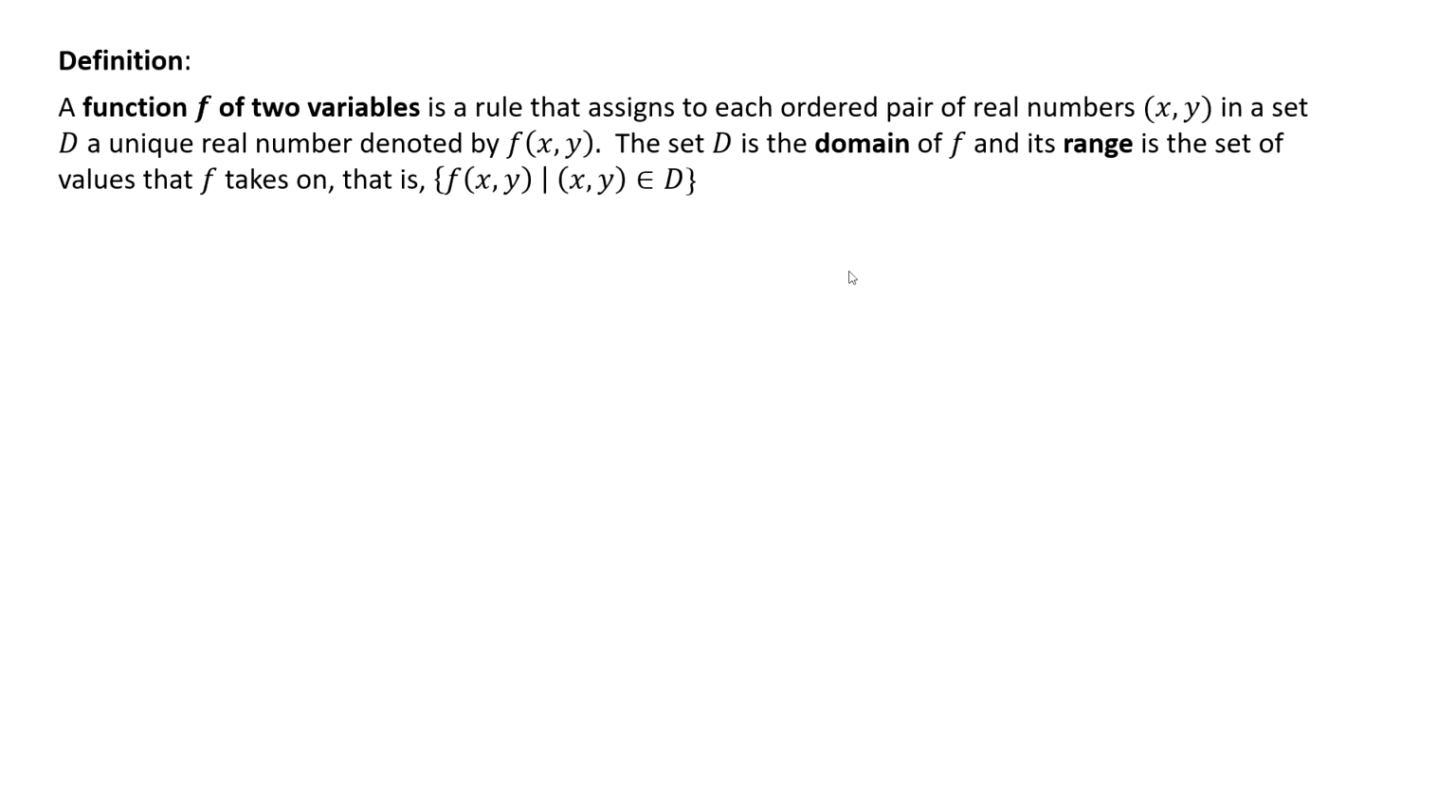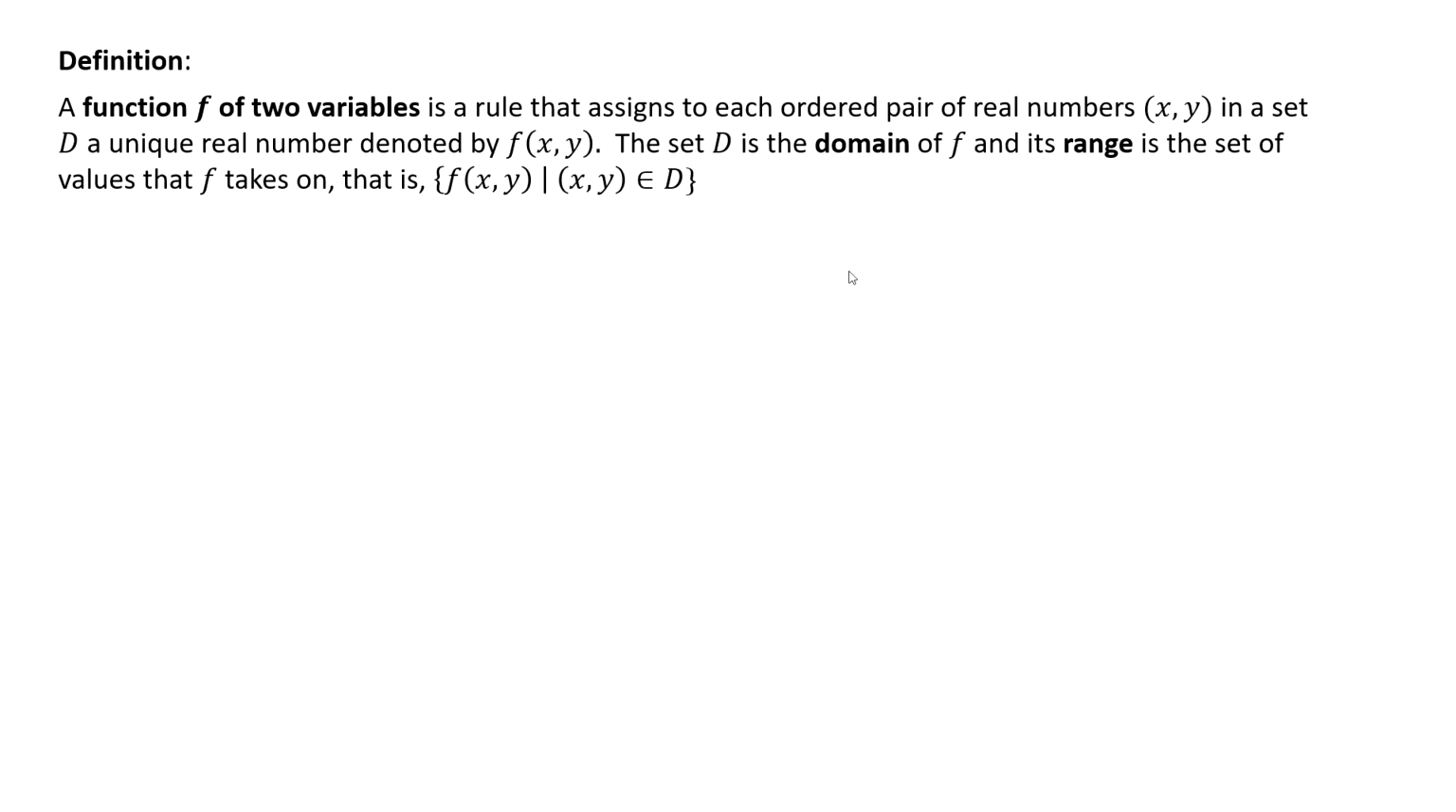For example, if I were to define f of x, y as 1 over xy, is that function defined at 0, 0? No, because 1 over 0 times 0 is undefined. So 0, 0 is not in the domain of 1 over xy. f of x comma y equals 1 over xy. That point is not there. Would you agree that that concept is not any different from what we learned before?